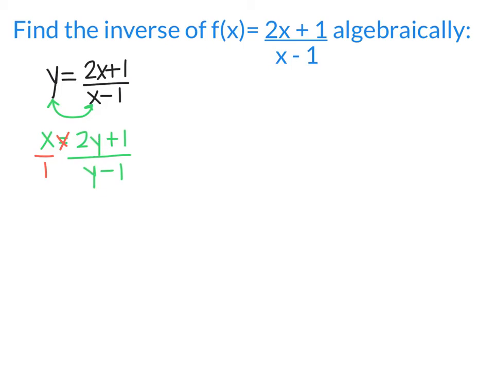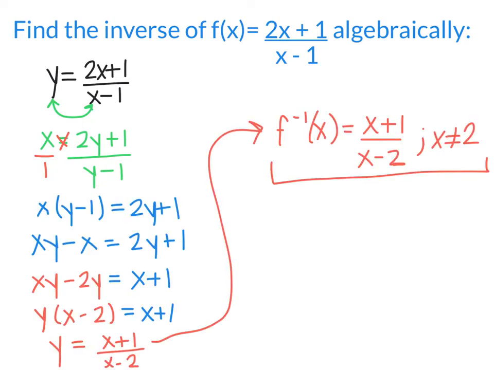And the trick here that I use is, because this is a fraction and it has two y's, which is not ideal, I put this x over 1 and I cross multiply. So I distribute my x to my y and my -1 to get xy minus x. I then bring over this 2y and move over this x, so I have my y's on one side, pull it out, divide by x minus 2, so I get the inverse of f of x is equal to (x plus 1) over (x minus 2), including x can't be 2.